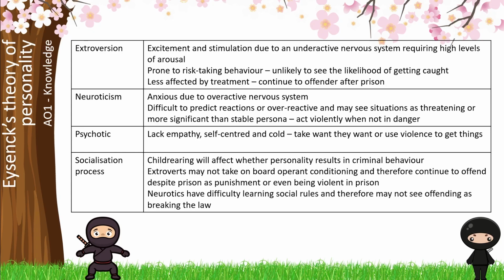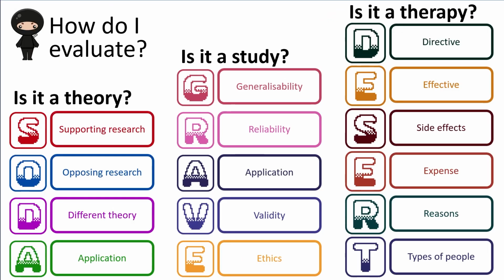Lots of people will be extroverts, not all of them will be criminal. And so if we're raised in a law-abiding way and we're focused in on that in terms of channeling our extroversion into positive or socially acceptable levels of risk-taking behaviour, then criminality is less likely to be an issue. It's worth bearing in mind here that extroverts find it difficult to take on board operant conditioning and therefore don't learn through reward and punishment in the same way as people who aren't extroverts. Similarly, neurotics tend to have difficulties learning social rules and therefore may struggle when it comes to socially acceptable or law-abiding behaviour. So how do we evaluate this?